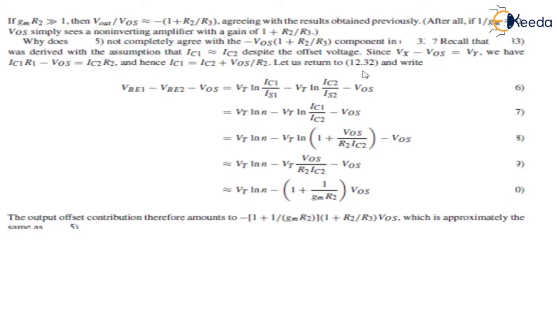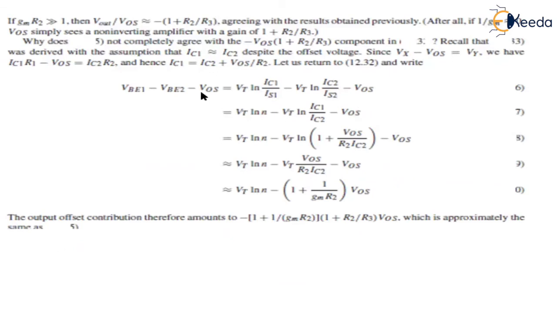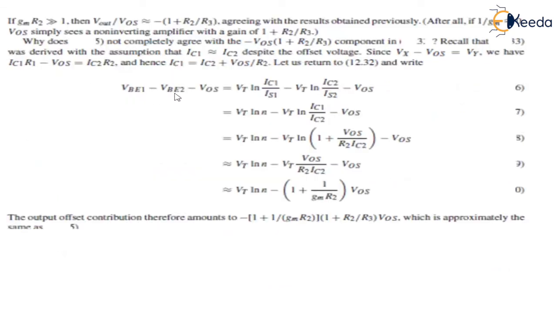Let us return to this equation and substitute the values. Substituting the value of VBE1 minus VBE2 minus VOS, what do we get? We know that the base-emitter voltage can be written as VT ln IC1 by IS1, and similarly for VBE2. Solving it further, we get VT ln N minus VT ln IC1 by IC2. Solving these two terms, we get this.